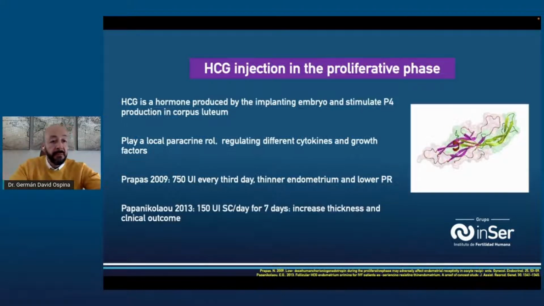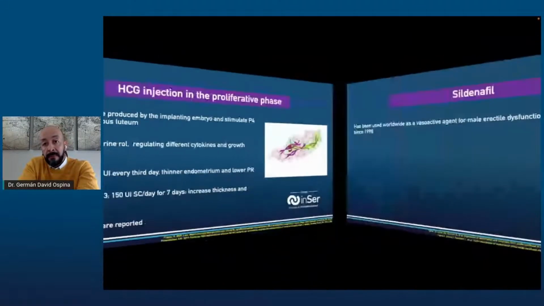On the other hand, Papanicolaou in 2013 used a different dose, 150 units during 1 week, and he found an increase of the thickness and clinical outcomes, but there are no other studies reported in the literature.